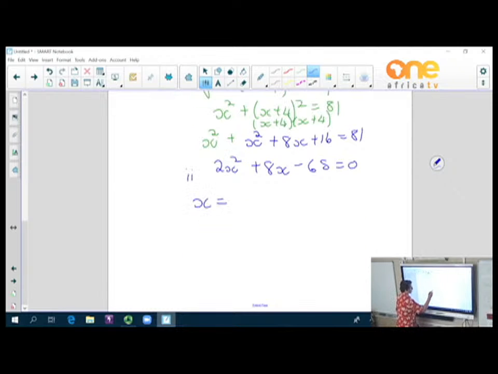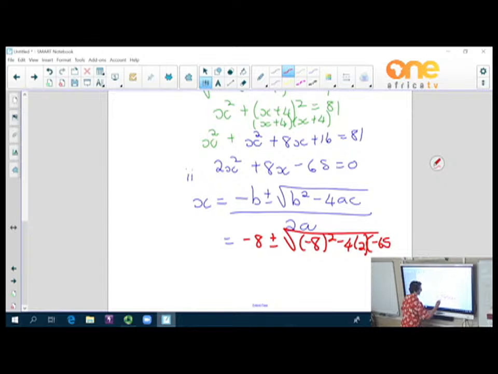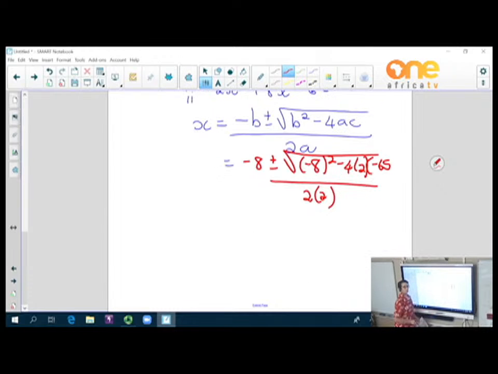So x is equal to, what was the formula? Negative b plus or minus the square root of b squared minus 4ac, over 2a. So look how they combine the algebra with trigonometry. This is what we're looking at specifically today. So if I substitute now, it is negative 8 plus or minus the square root of negative 8 squared minus 4 times 2 times negative 65, over 2 times 2. So we do this with a formula.